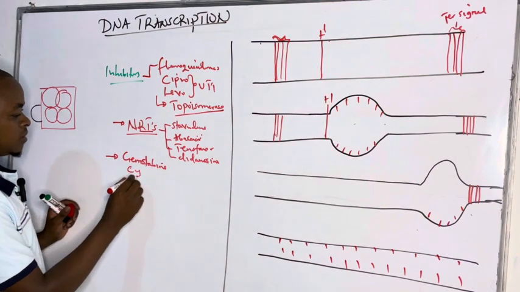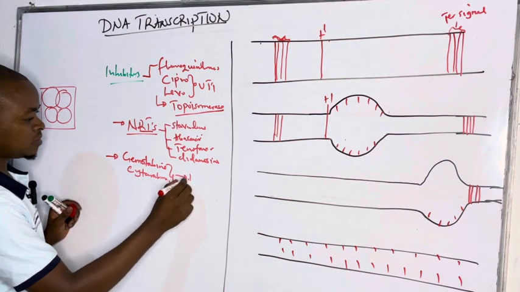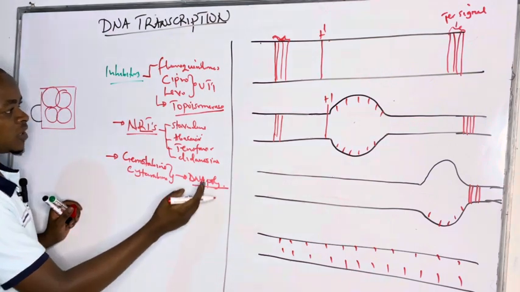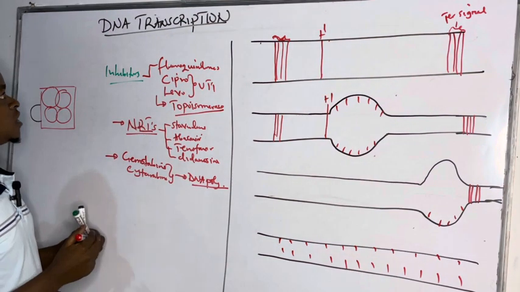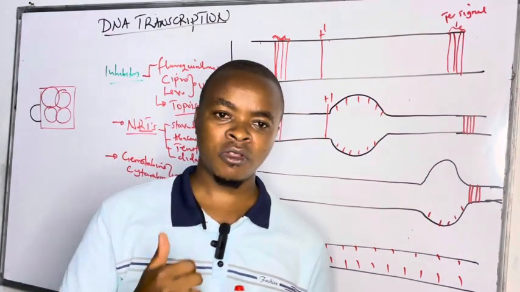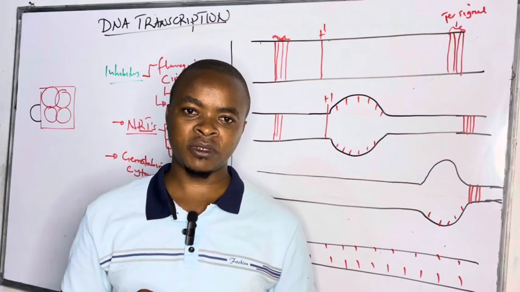and cytarabine. They are also being utilized, and these inhibit the DNA polymerase enzyme. So these are the drugs that we can use to inhibit DNA replication. In today's video, we want to look at DNA transcription, which follows replication.